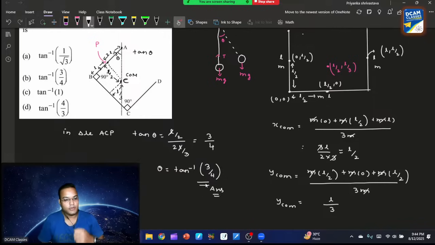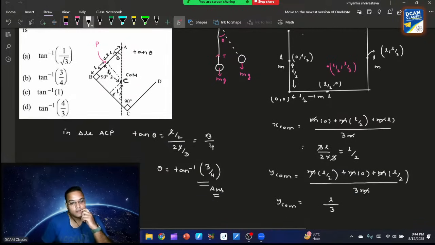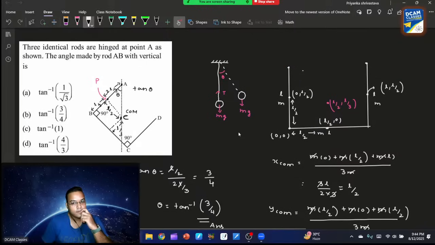Now ask me your doubts if you have any. I wanted to ask that if this was a perfect square, like if we had four rods, for example, then would the center of mass be exactly in the center of the square? Correct. It is only because we had three rods that it's not exactly in the center of the diagram. Using this example, you will understand.